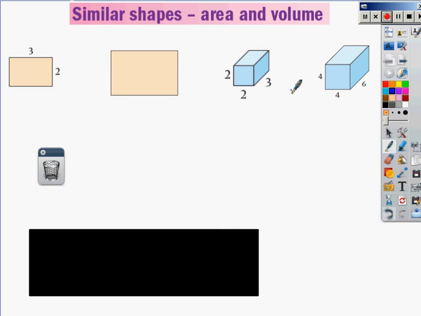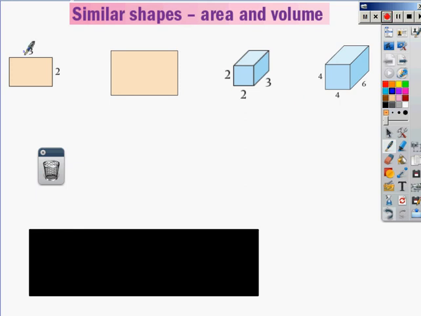Areas and volumes of similar shapes is another one of those topics that should be quite straightforward, but because of our intuition, because we want the answer to be a certain way, we often make mistakes. Now, what are similar shapes? First of all, a similar shape is a shape that's been enlarged by a constant scale factor.